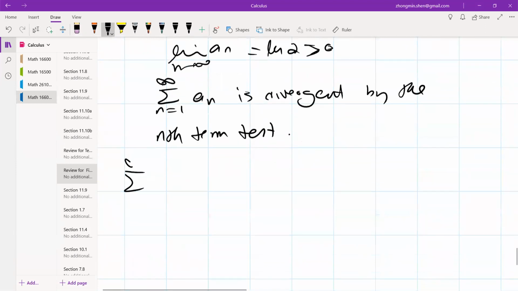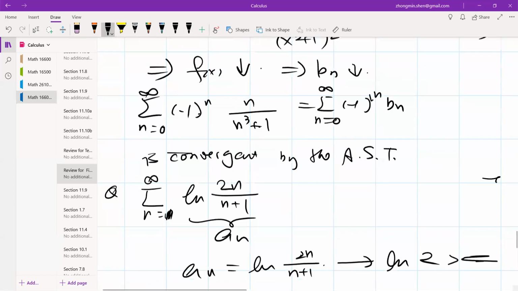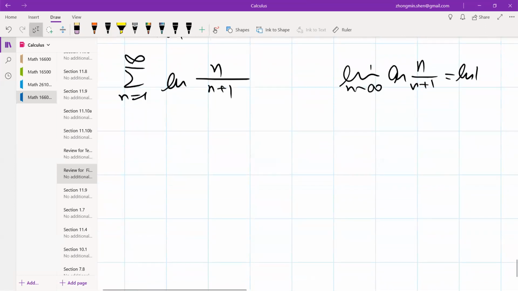but how about the next one? Then this time it's convergent to 0. Yeah, the limit of natural log of n over n plus 1 is going to be natural log of 1, which is 0. So the nth term test cannot be used here to prove it's divergent. The question is, is it convergent or divergent? Why?